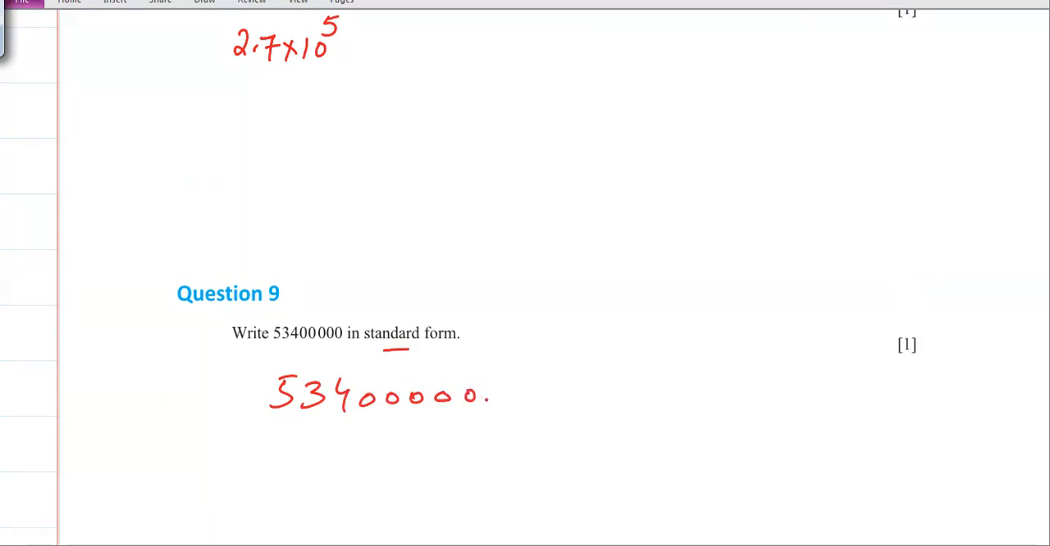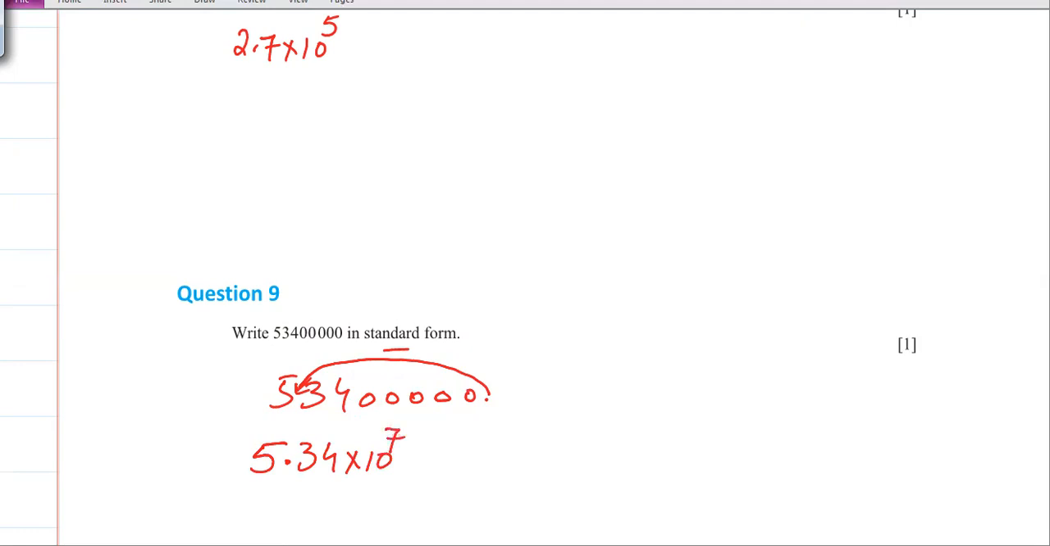And where do you have to bring it? You have to bring it here, after the first non-zero digit. So what will it become? 5.34 into 10 to the power 7, because we shifted 7 digits. 1, 2, 3, 4, 5, 6, 7.